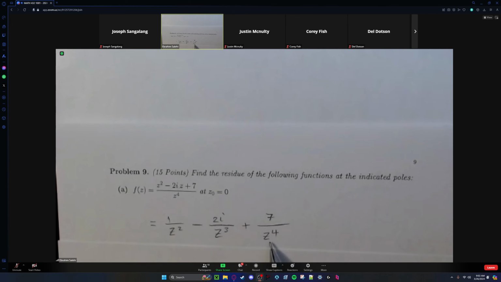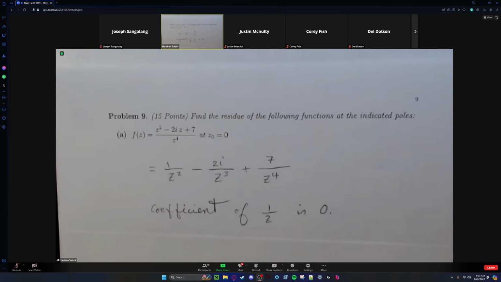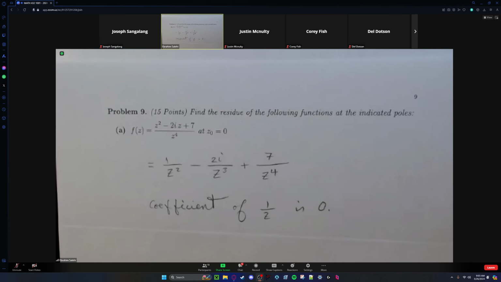okay. If you write it in this fashion, that is its Laurent series, centered at 0. So residue here will be coefficient of 1 over z. We don't have 1 over z. The coefficient of 1 over z is 0. That's it. Okay? That's part A.